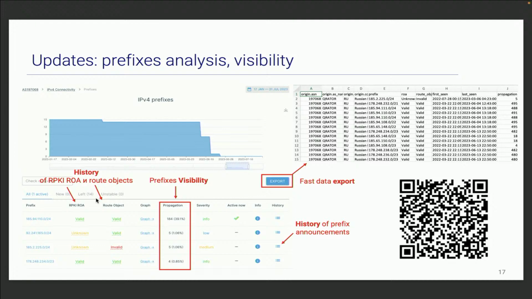Also at this tab you can see a history about prefix security objects, a history about appearing and disappearing route objects, appearing and disappearing RPKI ROA objects. Also you can see a history about appearing and disappearing announcements, and you can export the data from this tab.